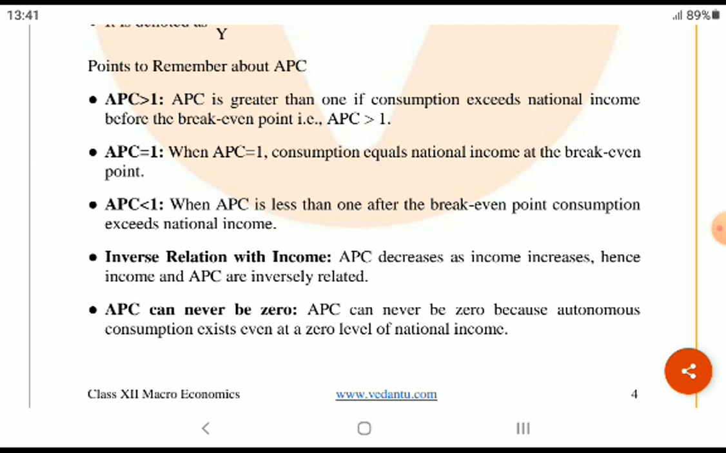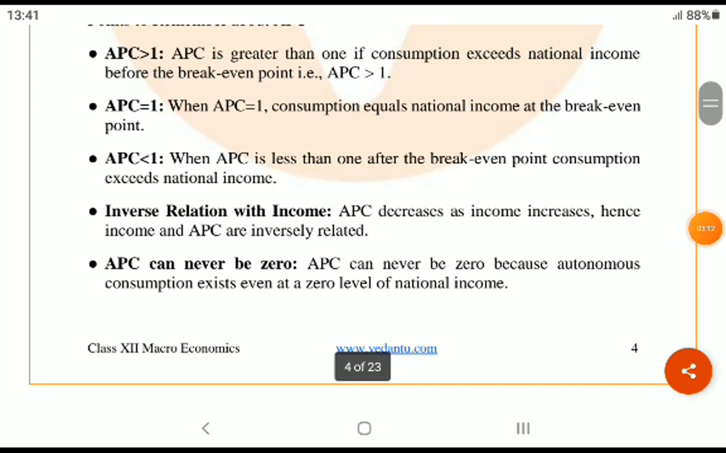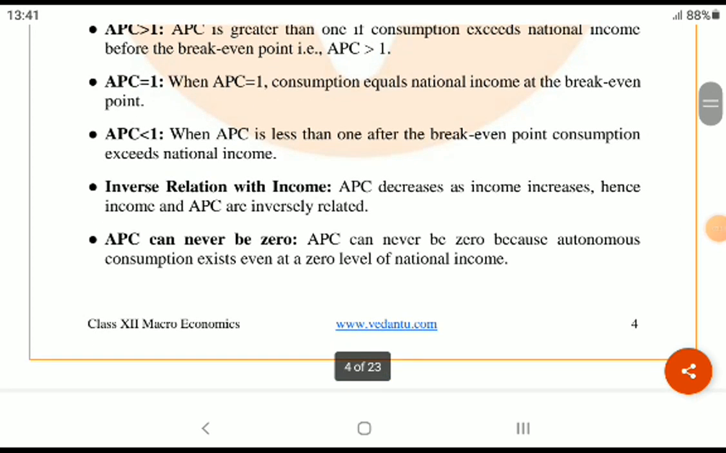Inverse relation with income: APC decreases as income increases, hence income and APC are inversely related. Next, APC can never be 0, because autonomous consumption exists even at a 0 level of national income, so that's why APC cannot be 0.